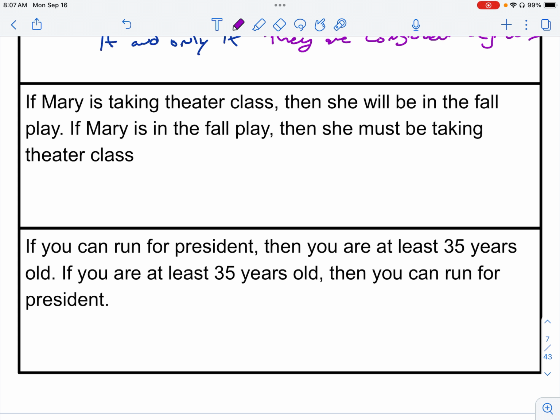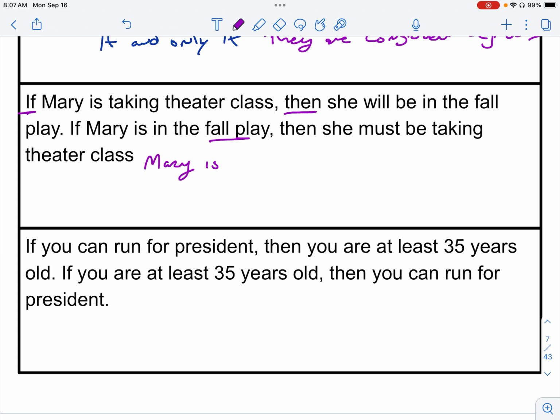So let's look at a couple that aren't definitions. If Mary is taking theater class, then she will be in the fall play. If Mary's in the fall play, then she must be taking theater class. Here we have a conditional statement and the converse. They're both true, so let's rewrite it as a biconditional statement.